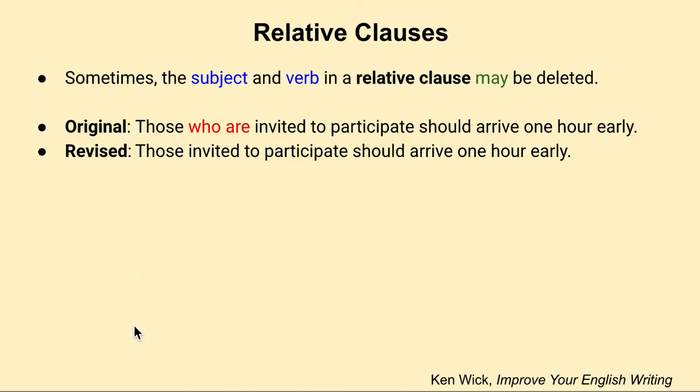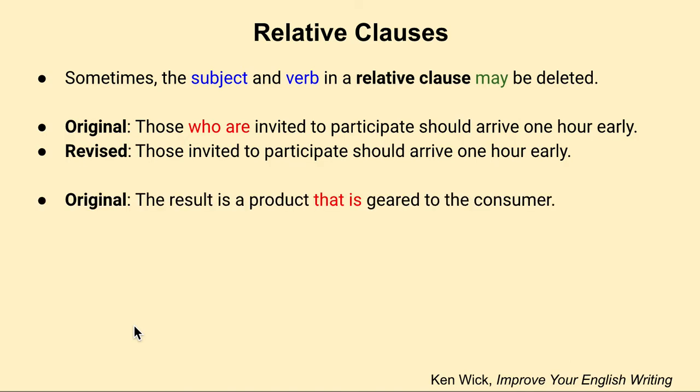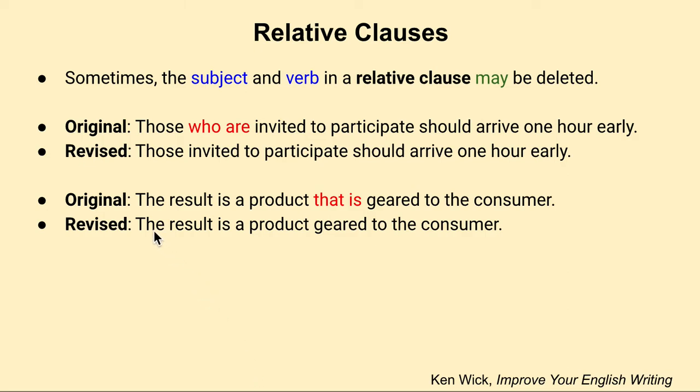Let's look at another example. Here's the original sentence. The result is a product that is geared to the consumer. Question is, can you just delete this? The answer is yes. You can just delete it. Say the result is a product geared to the consumer. So here we got rid of 2 words from the relative clause.